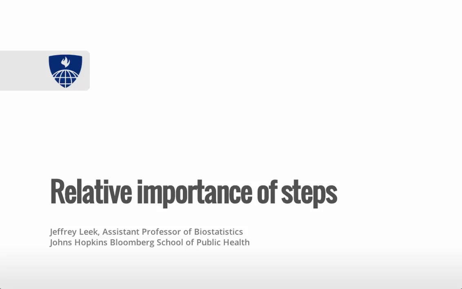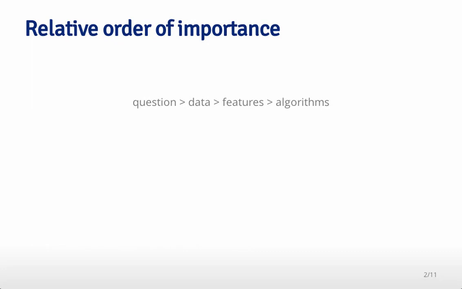This lecture is about the trade-offs and the different components of building a machine learning algorithm. So remember from the previous lecture that we talked about the different components of building a machine learning algorithm, and we started off with a question. This is the question we're trying to answer, and we try to make it as concrete as possible.